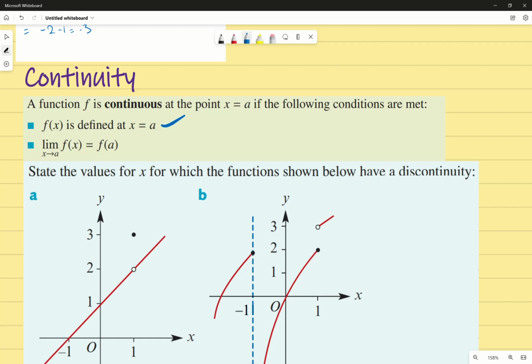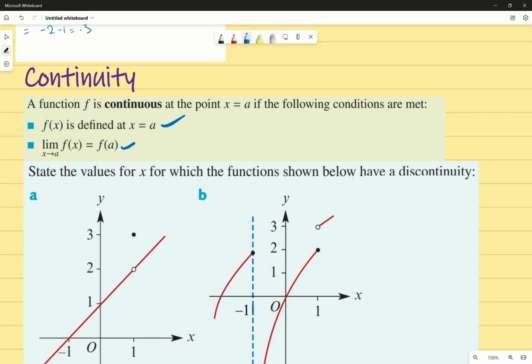Well, it just means that the graph has to exist at x equals a. Of course, it makes sense. If it doesn't exist at that point, then it's obviously not continuous. So if I was to substitute 3, then the function needs to exist at that point. The second thing is that the limit as x approaches a for f of x must be f of a.